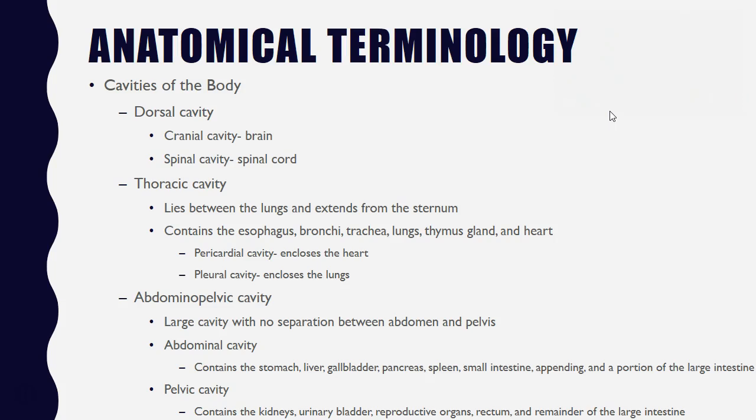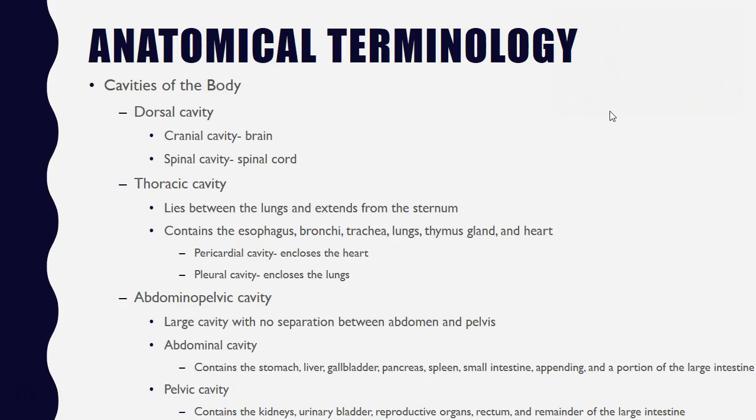The thoracic cavity is that which lies where the lungs are found, and then also extends down to the diaphragm. And you'll notice that the thoracic cavity is made of the pericardial cavity. Peri means to go around, so this means to go around the heart. This would enclose the heart, and the pleural cavities, which enclose the lungs.